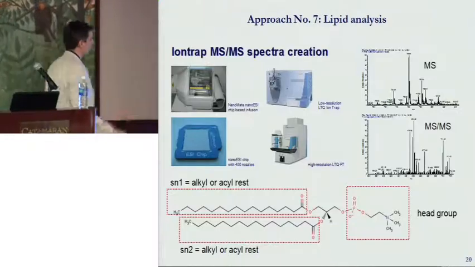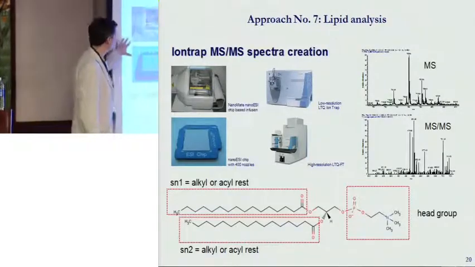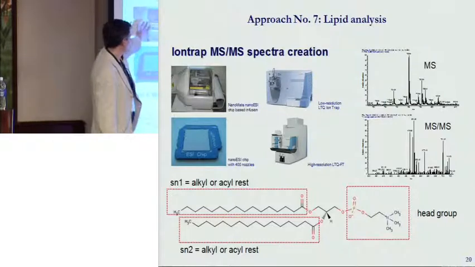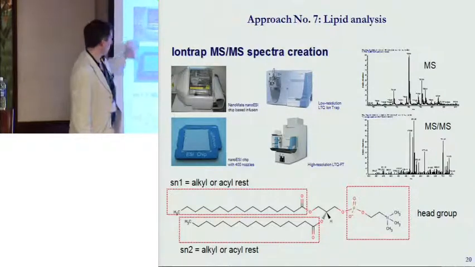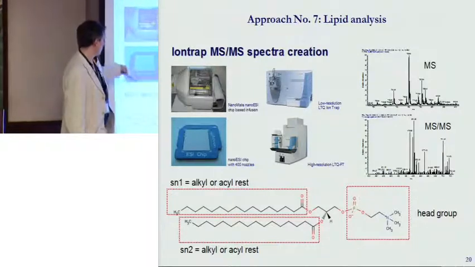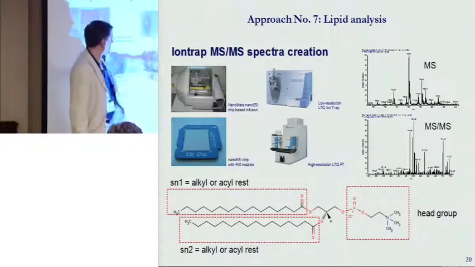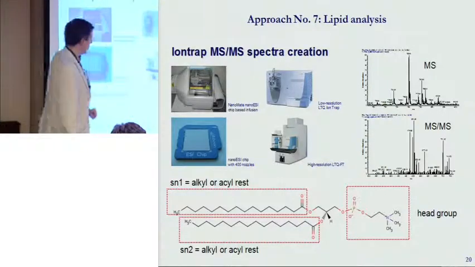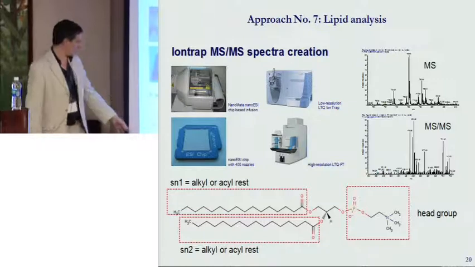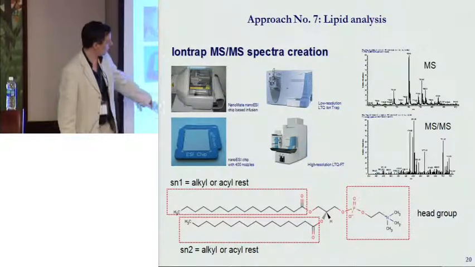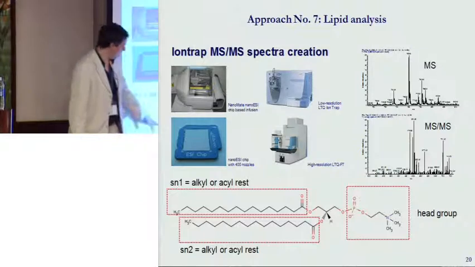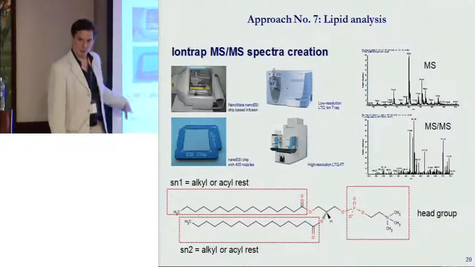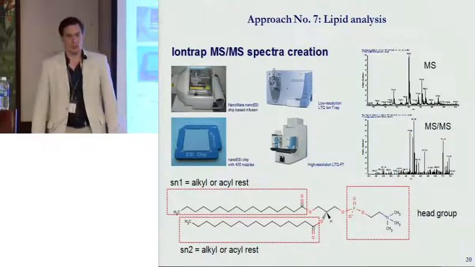And very shortly, in the last minute or so, we used a robot which has a so-called nano electrospray chip with 400 nozzles, and for every new sample it would use a new nozzle. We connect it to low resolution or high resolution mass spectrometers. We create mass spectra and tandem mass spectra. And in lipids it's very easy, because if they undergo MS fragmentation, they will lose either this SN2 or this SN1 group, and they also will lose the head group. And these are specific fragments.